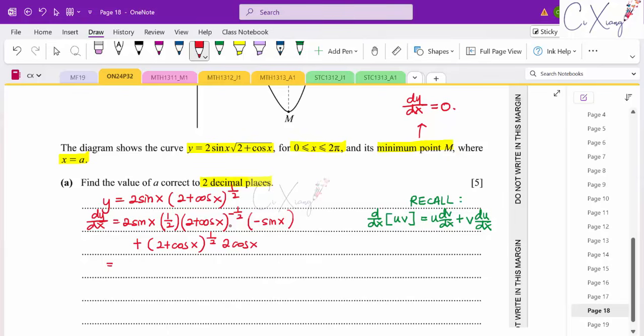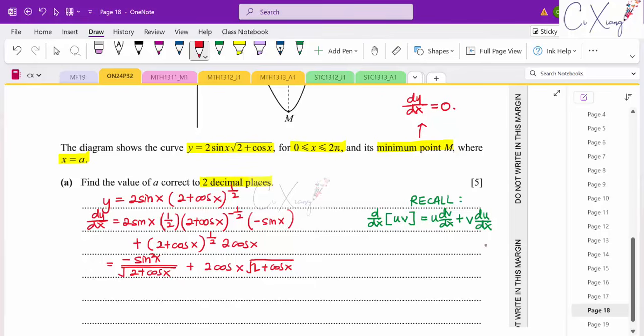Okay, so simplify all the terms here. I will have sine x divided by the square root of 2 plus cos x. Then I still have a negative sine x here. Negative sine x multiplied with sine x, I'm having negative sine square x. Then the 2 and 2 can be simplified. So this is my first term here. Then for the second term, I will have 2 cos x times the square root of 2 plus cos x.